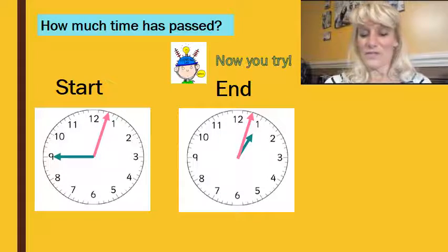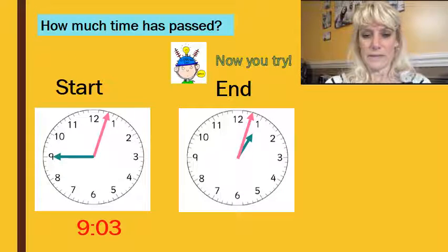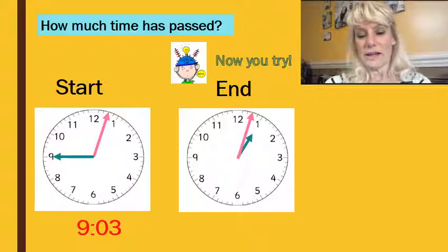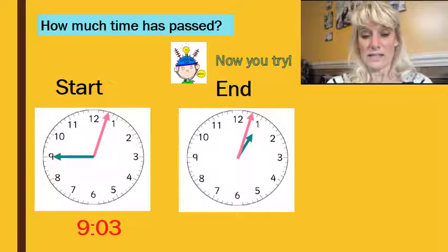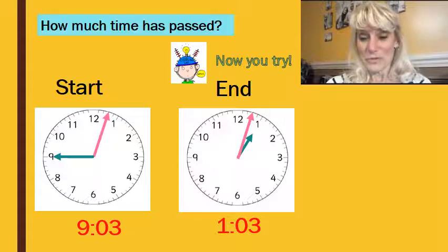All right, first I notice that my minute hand is clear up next to the 12, which means my hour hand will be pointing directly on the number. So I see that I have 9:03. Same thing with my minute hand over on the ending time. I see that it's past the 12, but it's before the 6, so it's pointing directly at the 1. So I see my time as 1:03.